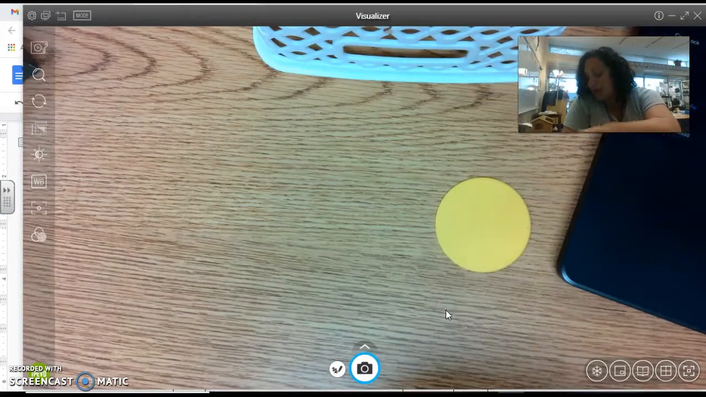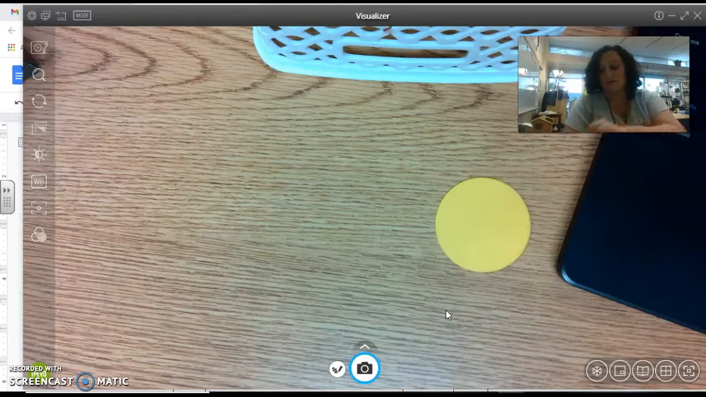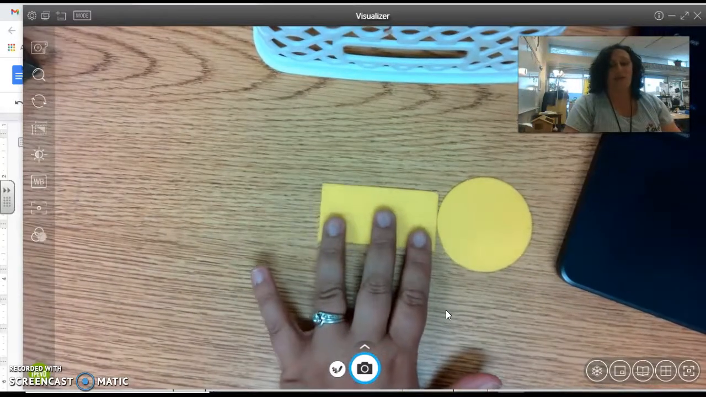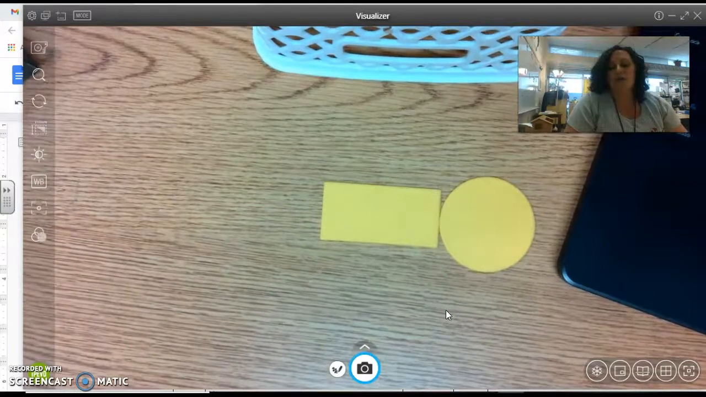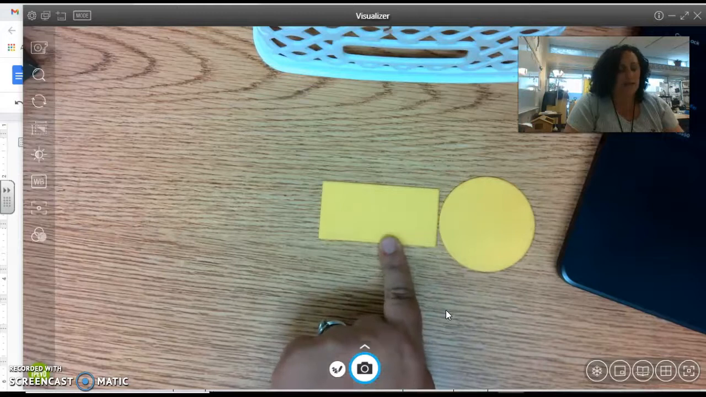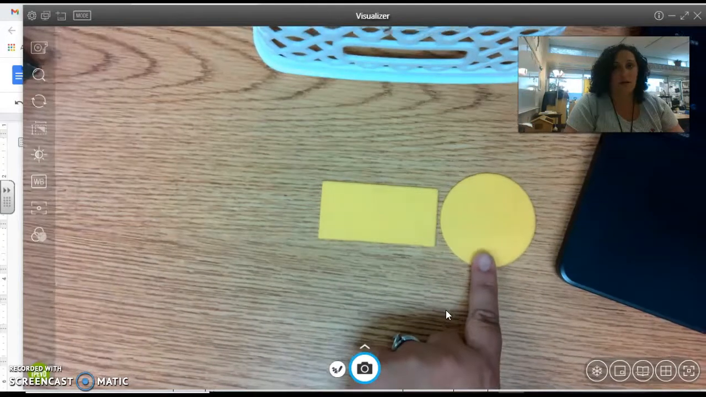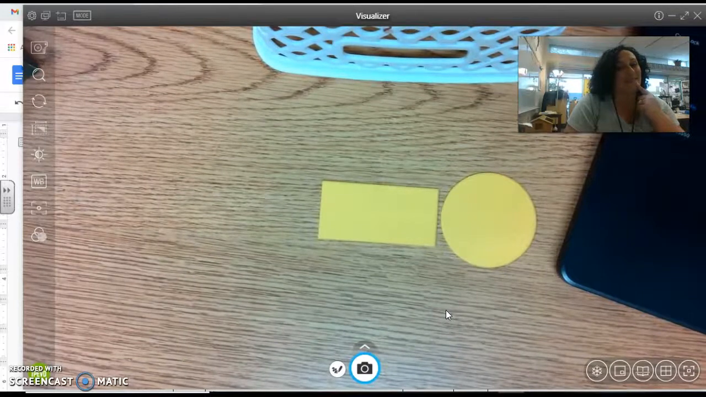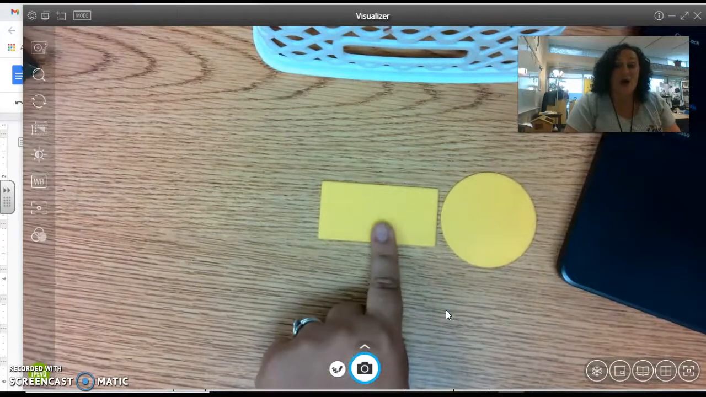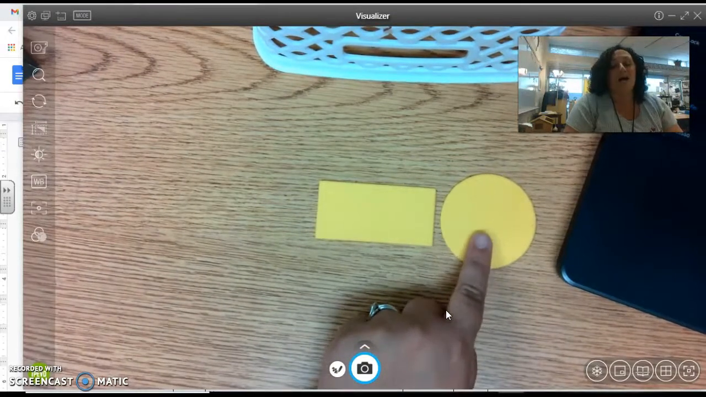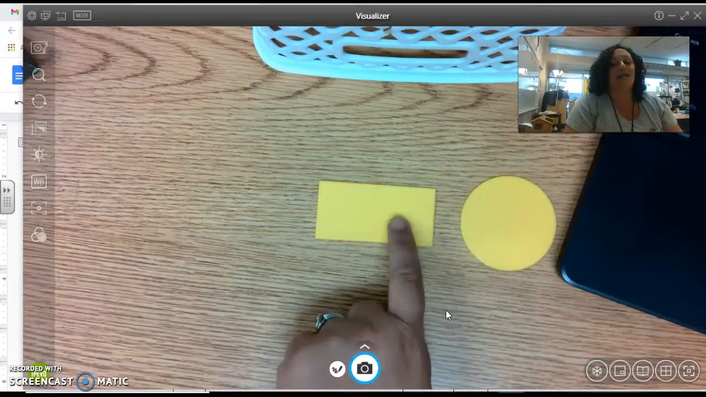You ready for my block? This is my block that I chose. Now, Sally is thinking, that's not a circle. That doesn't match my block. Ah, but what's the same? It's yellow, just like my circle. That's right. So my secret code was yellow.